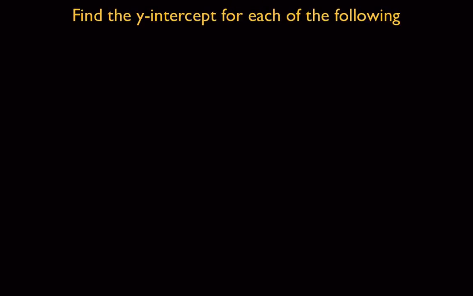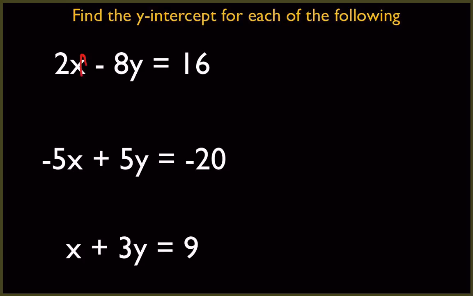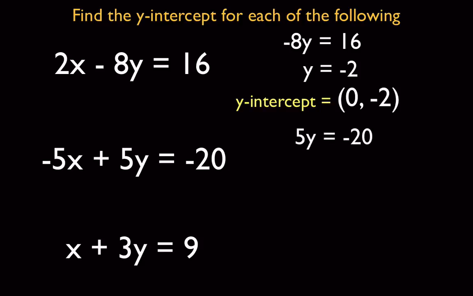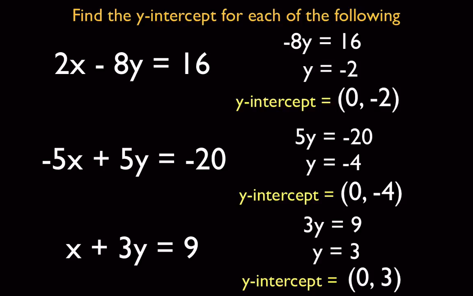Okay, so what we're going to do now is just really quickly practice this. Just try to cover up the x value and find the y-intercept of each. So pause the video and do that. Okay, so as before, I'm going to cover up all of my x values, and I'm going to solve those one-step equations. On top, you'll end up with negative 8y equals 16, which gives negative 2 as your answer. On the next one, I'll have 5y equals negative 20, which gives negative 4. And the last one, 3y equals 9, which gives you (0, 3) as your y-intercept.